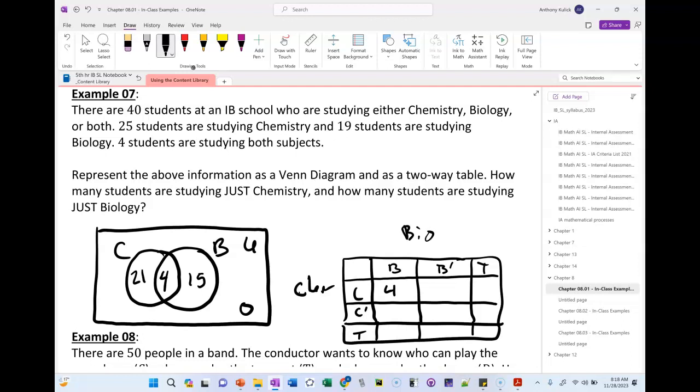How many are in chemistry and not biology? 21. How many are in biology and not chemistry? 15. How many are in not biology and not chemistry? 0. So if I add that up, I have 25 total in chemistry, and I add that one down, I have 19 total in biology. That makes sense. And I just add the rest of the rows and stuff, and everything looks pretty good to me.